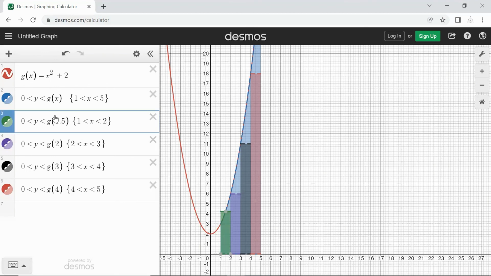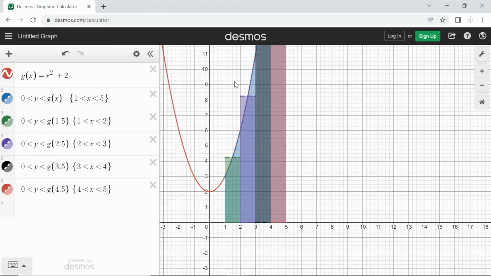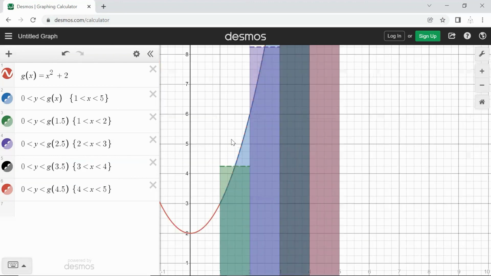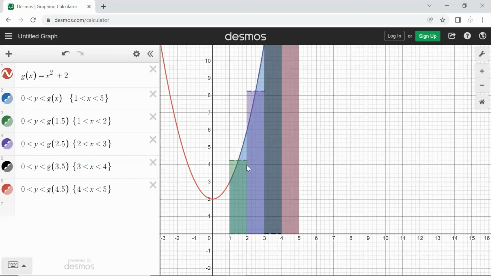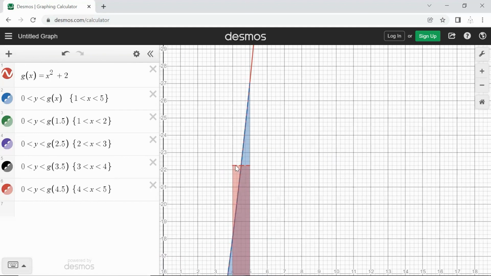If we use the midpoint rule, let's take a look at this: 1.5, 2.5, 3.5, and 4.5. It's hard to see if this is an underestimate or an overestimate, but for this part of the green rectangle, it's an overestimate, and for this part, it's an underestimate. So it's pretty close. It's not going to be exact, but the midpoint rule in this case is probably going to give us the closest value out of the 3 values that we had.